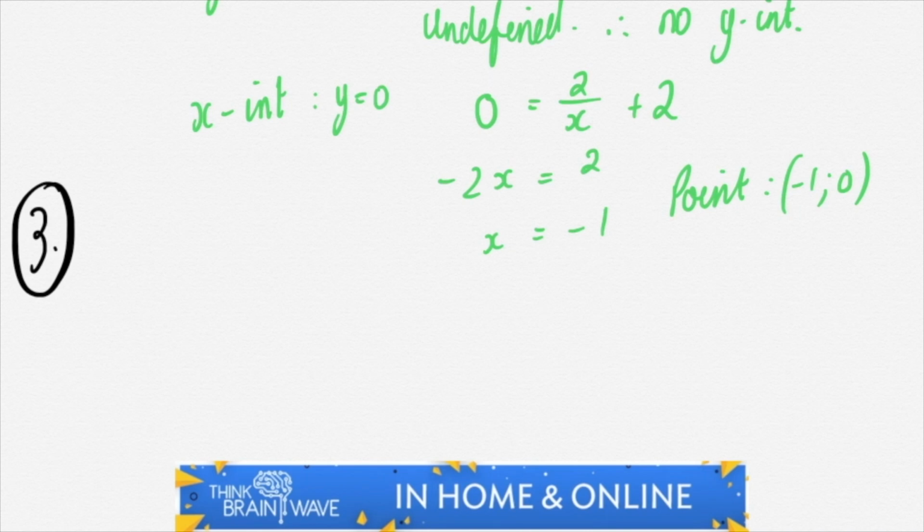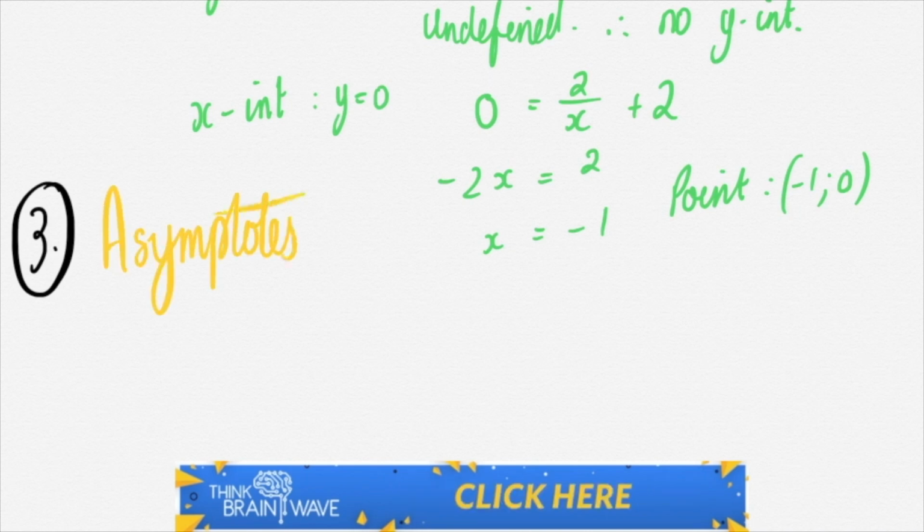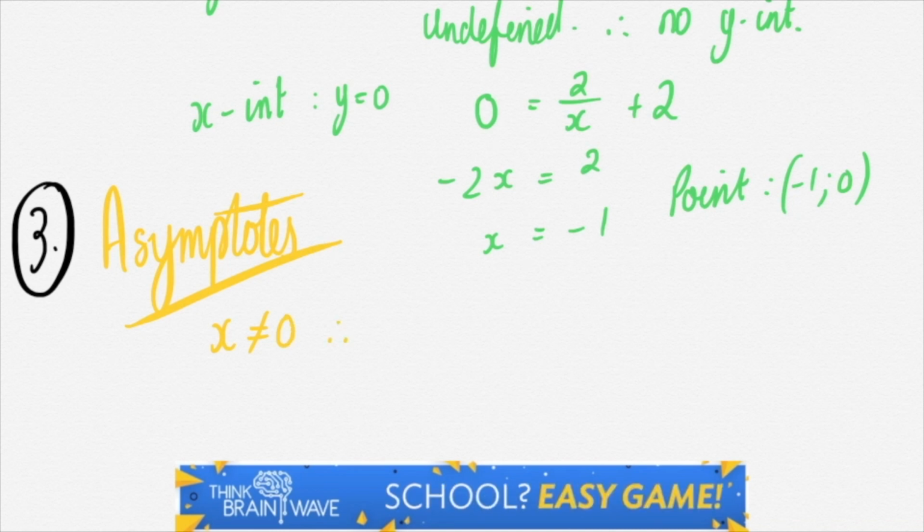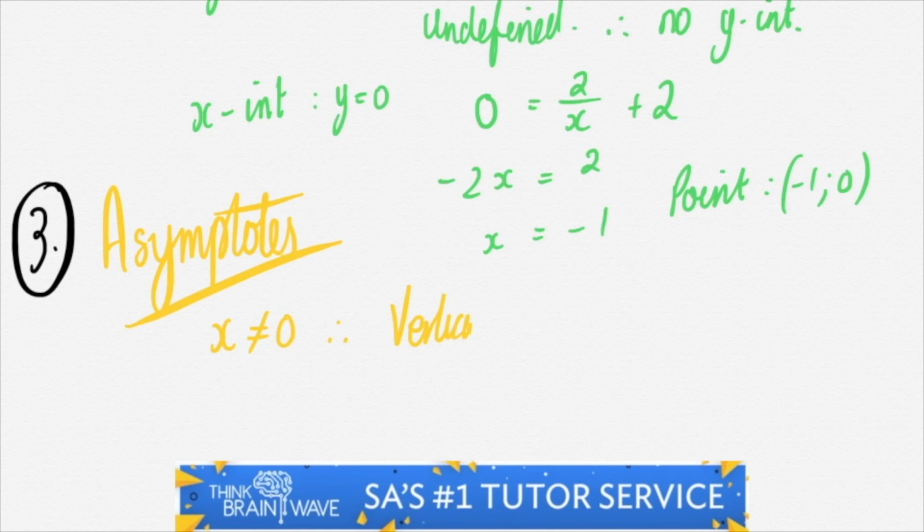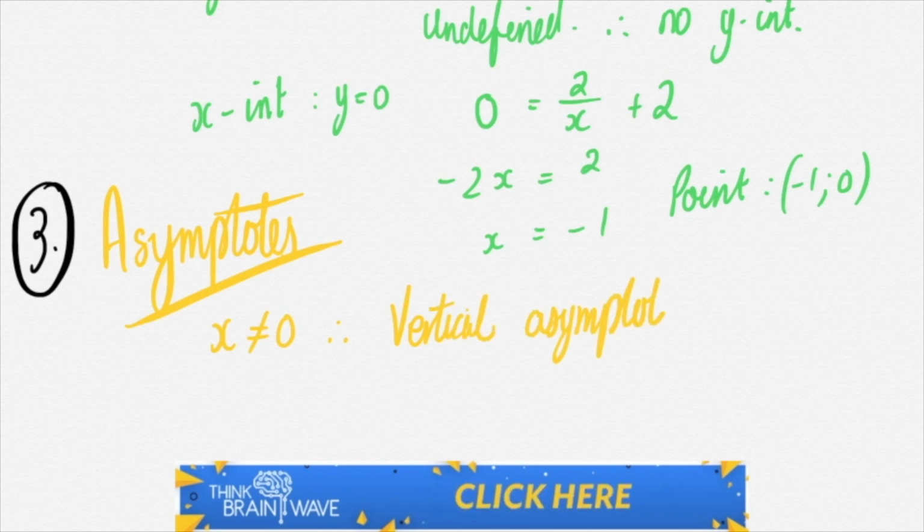And now let's do our next step, which is asymptotes. We wrote it as question or step 4, but we just did the x and y intercept in the previous step. So now we say x is not allowed to be equal to 0, therefore there is a vertical asymptote at x is equal to 0.